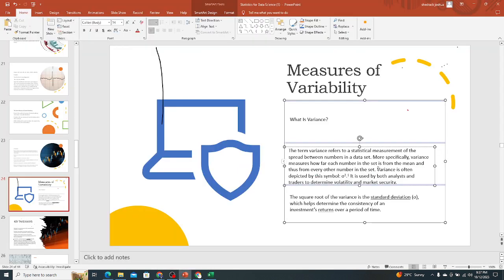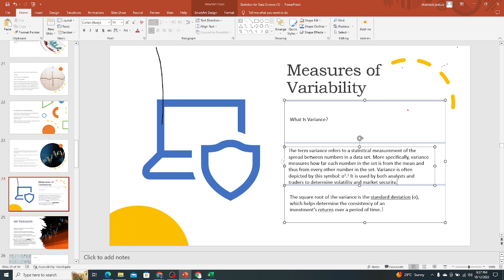So we are saying that variance is often depicted by the symbol sigma squared. This is majorly for population variance. For sample variance, it is S squared. It is used by both analysts and traders to determine the volatility of a market security. The square root of variance is the standard deviation, that is sigma, which helps determine the consistency of an investment's return over a period of time.